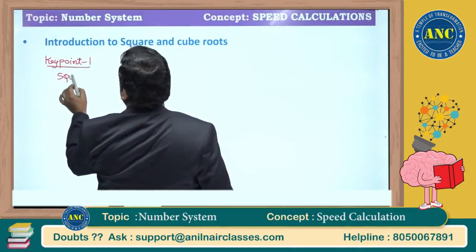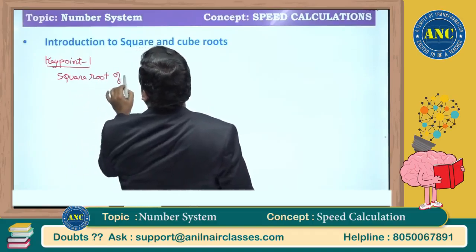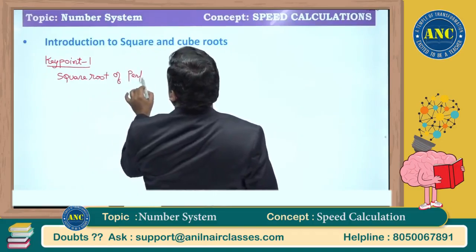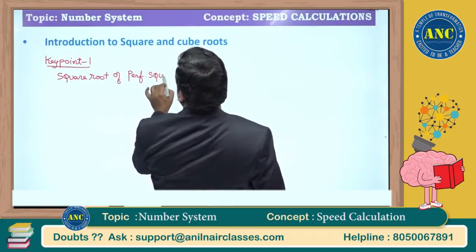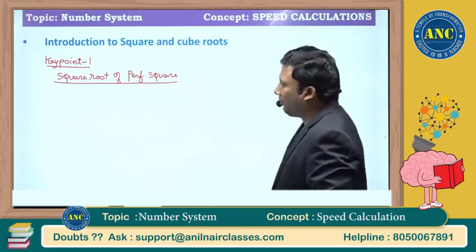Key point 1: how to find out the square root of a perfect square.